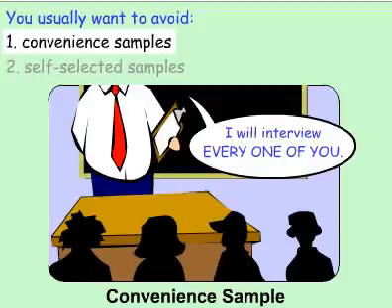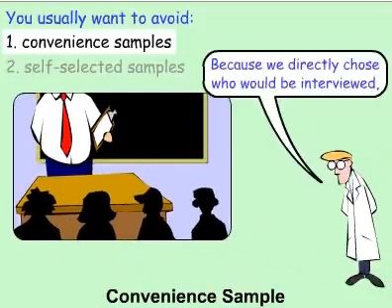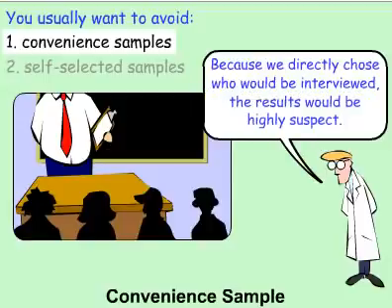If we were sure that students were assigned to U.S. history classes in a purely random fashion, and if we randomly selected one of the U.S. history classes to survey, this might qualify as a cluster sample. But because we directly chose who would be interviewed, the results are highly suspect. Anytime a human is involved in choosing subjects without using some random process, there will probably be bias.